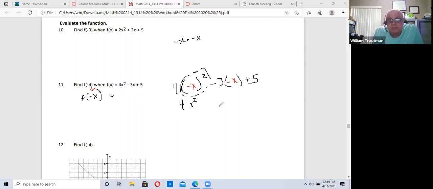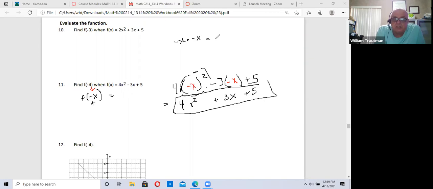Here, -3 times -x is a positive 3x. Negative times a negative is a positive. And we are done. You can't add x squares with x's. You can't add numbers with x's or x squares. So we're done. I wanted you to see that if you put a -x inside of a square, you get x squared. Negative times a negative is a positive x squared.